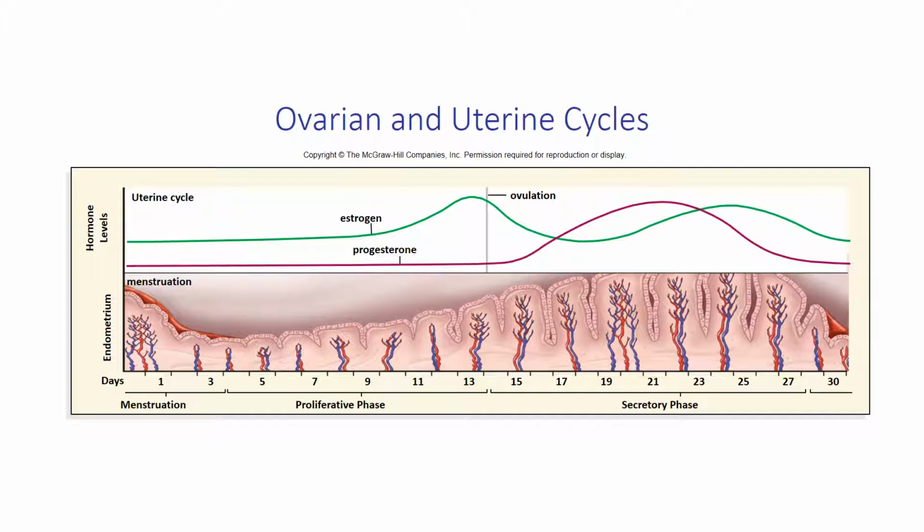Okay, so in the proliferative phase, estrogen and progesterone, estrogen particularly will start to increase right before ovulation, and then progesterone towards after ovulation will get a big surge, and that's actually in the secretory phase.